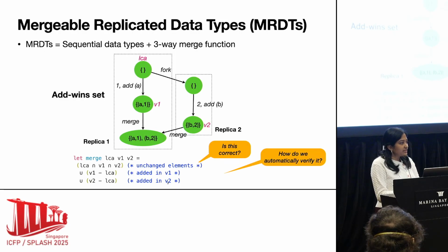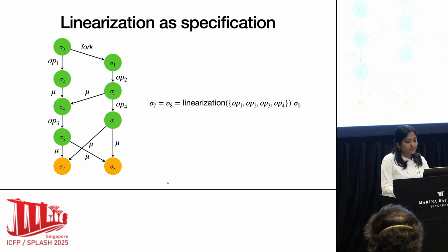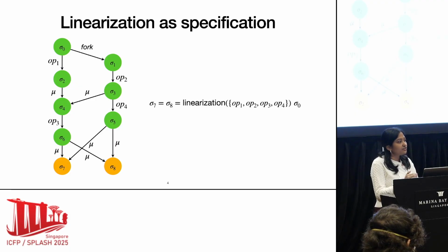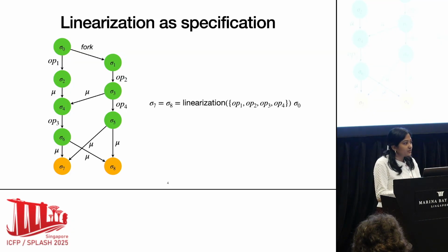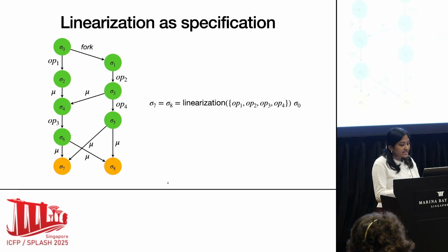But are we sure that this merge function is correct, and if so, how do we automatically verify it? Given an implementation of an MRDT, we need a way to define the expected behavior, so we can check whether an implementation conforms to it. A natural way to specify this behavior is by explaining the outcome of the concurrent execution in terms of linearization, that is, a sequential ordering of operations that is consistent with what the replica has observed. Given an execution graph like this, the key question is, can we prove that the states sigma 7 and sigma 8 are the same as the state we would get by applying a valid linearization of operations seen by the replica from the starting state?